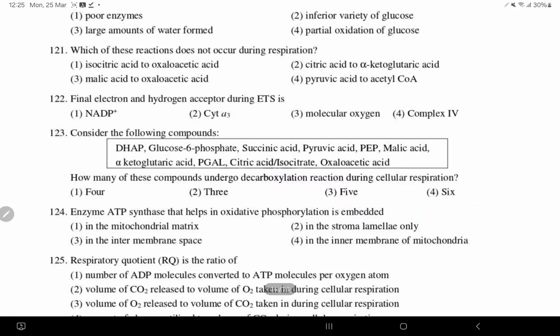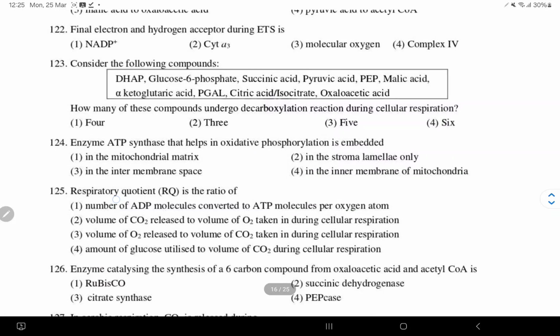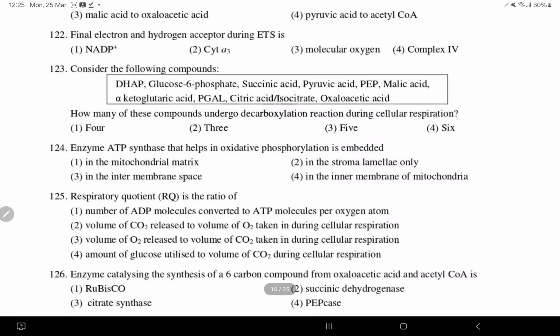Isocitrate to oxaloacetic acid will not happen. Option 1. Final electron and hydrogen accepted during ETS is molecular oxygen, option 3. Consider the following compounds. How many compounds undergo decarboxylation reaction during cellular respiration?